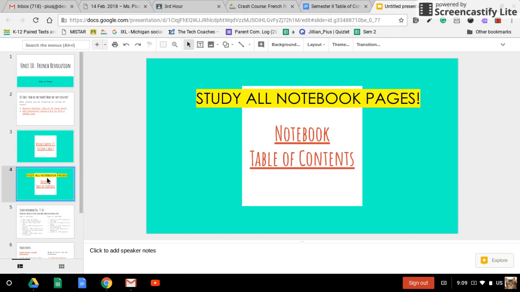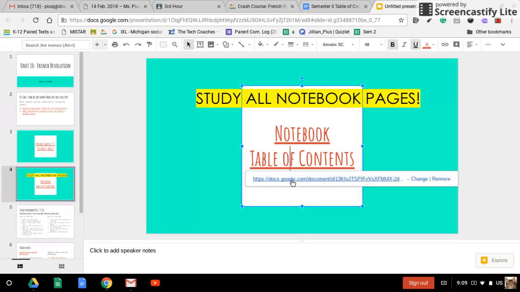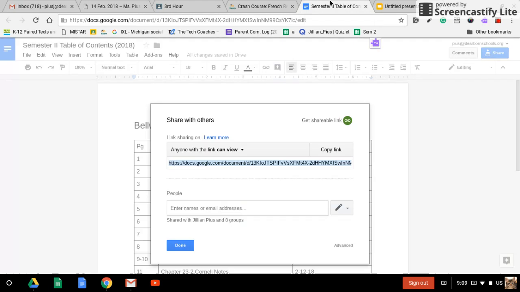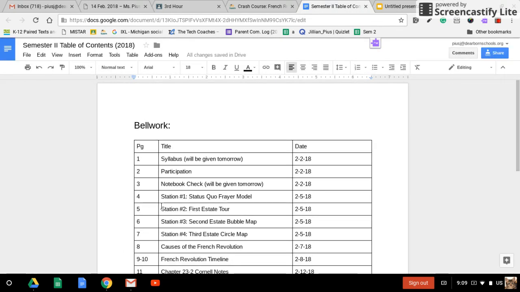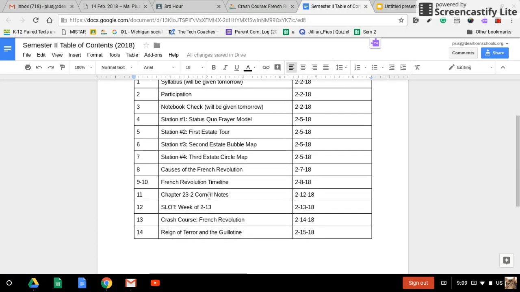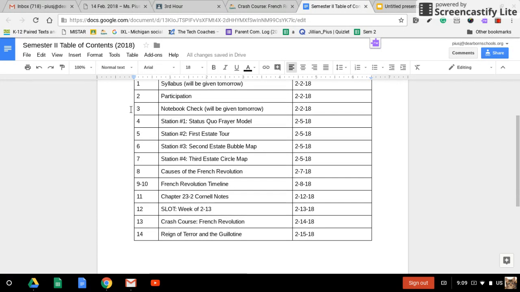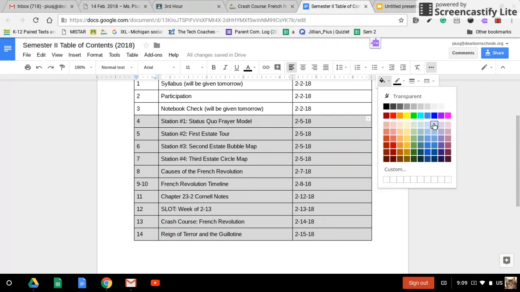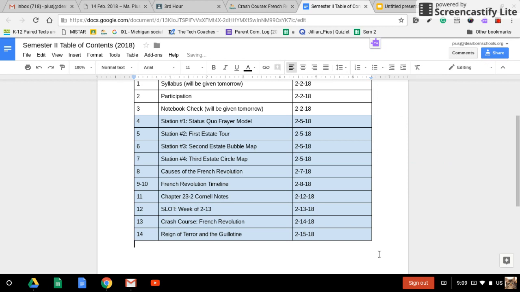Next thing you can study is your notebook. So you need to study every single page for the notebook. If you click on where it says notebook table of contents, again, it will show you a link that will take you to the table of contents. So the table of contents for this chapter, you're going to start with page 4 and it goes all the way up to page 14. So there are 10 pages that you can study to help you prepare for tomorrow's quiz. And I will highlight this for you guys so that you know what pages to look at for this section's quiz. So now all the pages you need to look at are in blue.